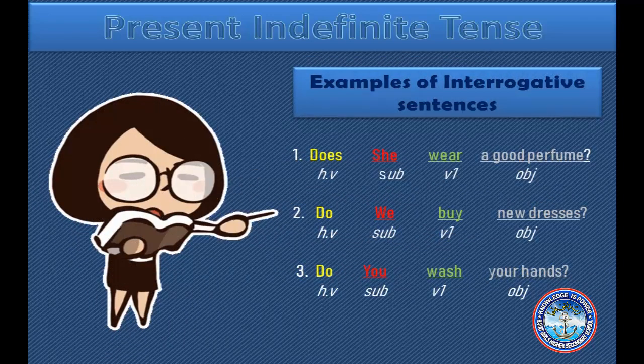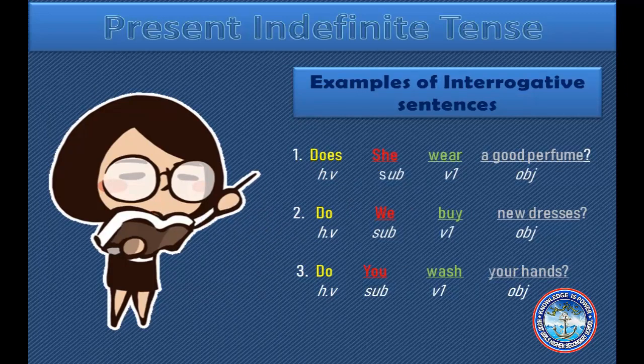And now quickly let's get into the examples of interrogative sentences. The first one is, does she wear a good perfume? Okay, according to the subject, we are going to use the helping verb. And here the subject is she. With she, we use does. And does comes at the beginning of a sentence. So, does she wear, first form of verb, a good perfume?